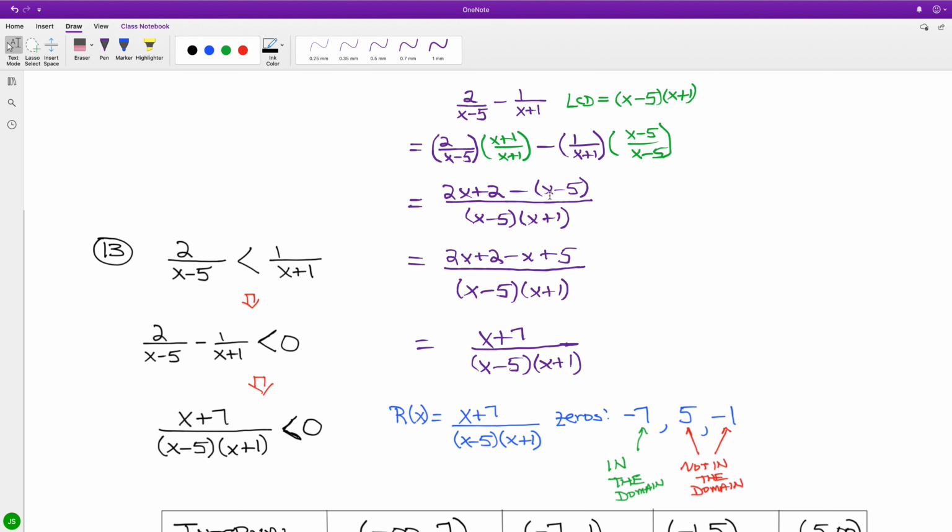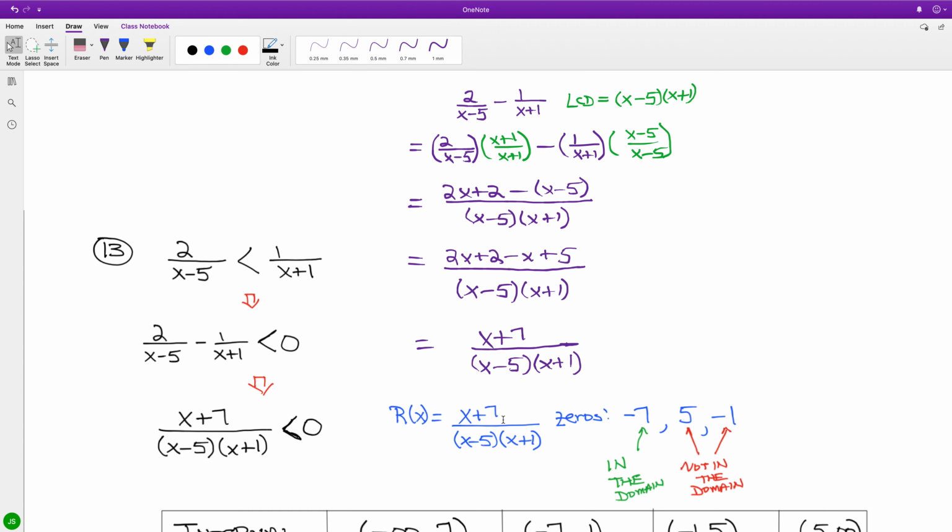And we distribute the subtraction. So we have again 2x plus 2, and taking the subtraction of x minus 5, x becomes negative, minus 5 becomes positive, and we have this over the least common denominator. Combining the numerator terms, 2x minus x becomes x, and 2 plus 5 is 7. So the consolidated ratio is x plus 7 all over the quantity of x minus 5 times the quantity of x plus 1, and we need it to be less than 0.